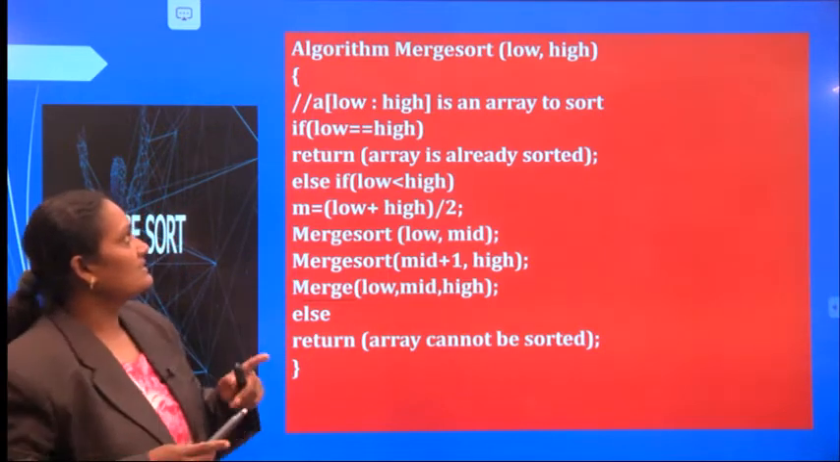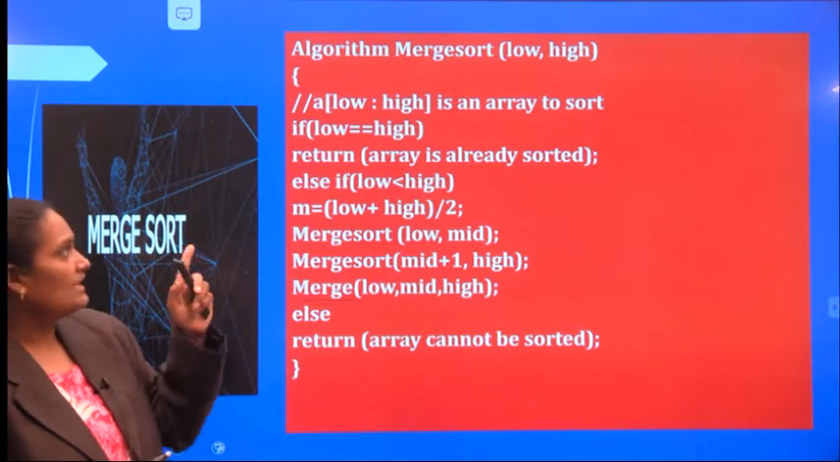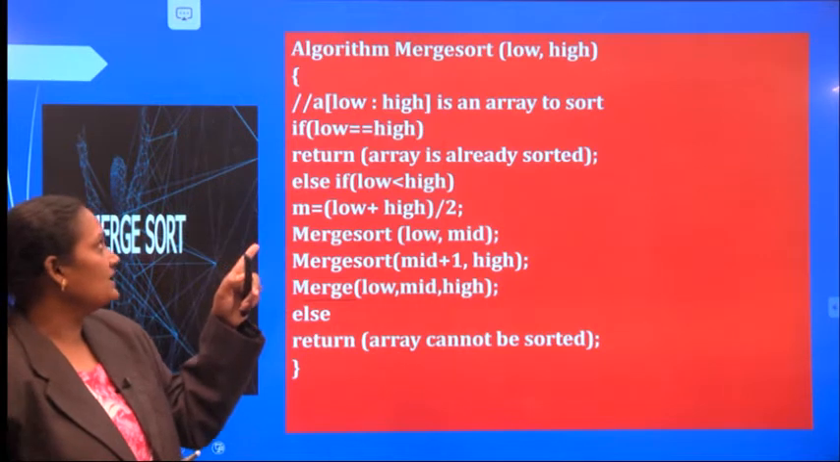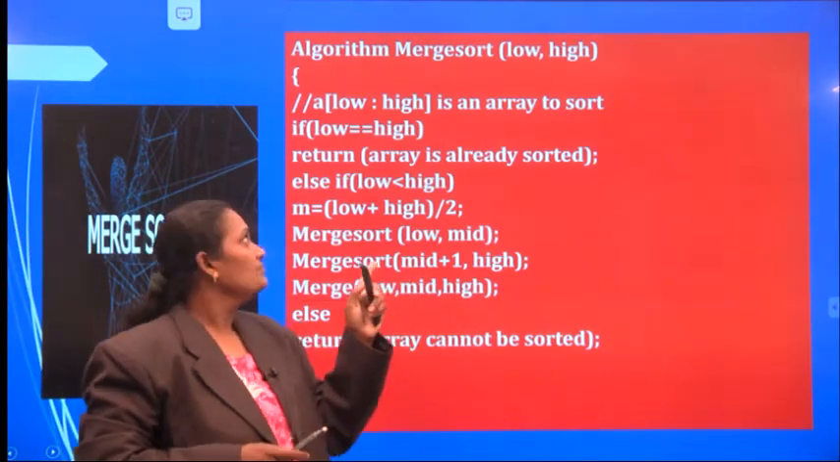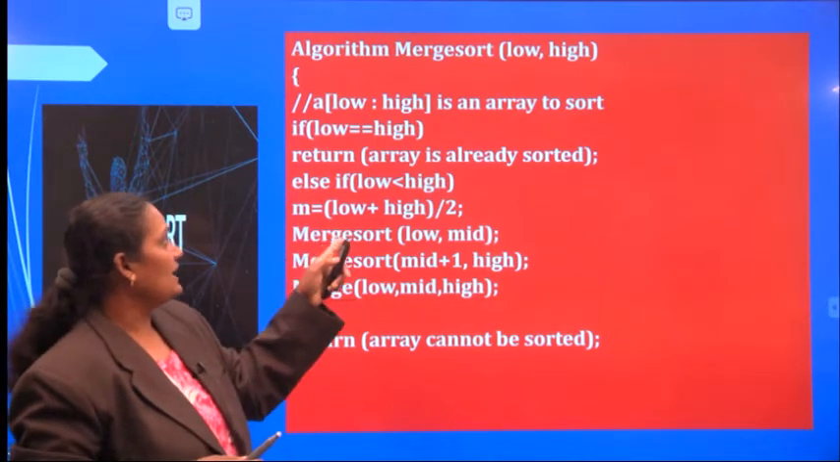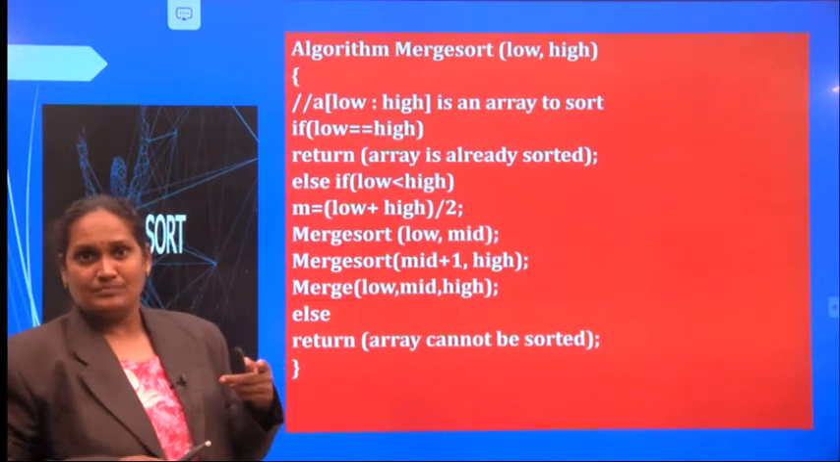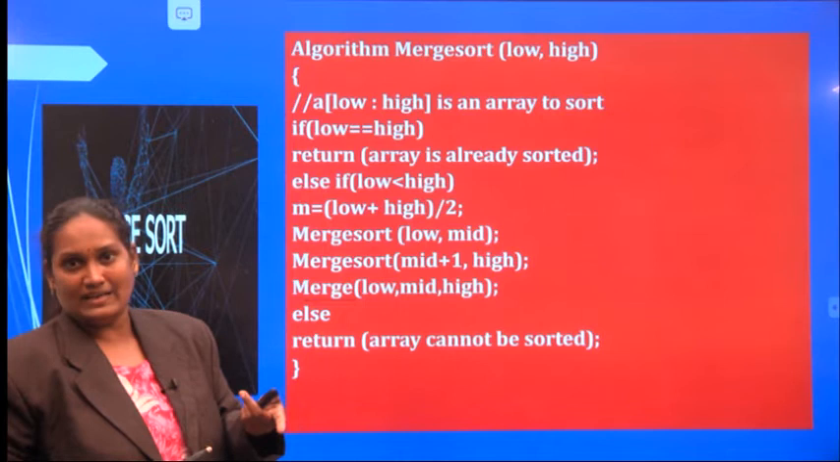Now let us see the algorithm first. Algorithm MergeSort(low, high). Here low is the low index of the array, and high is the high index of the array. A[low to high] is the array to sort. Now here, if low is equal to high, the array is already sorted. When the array contains only one element, the low value becomes equal to the high value.